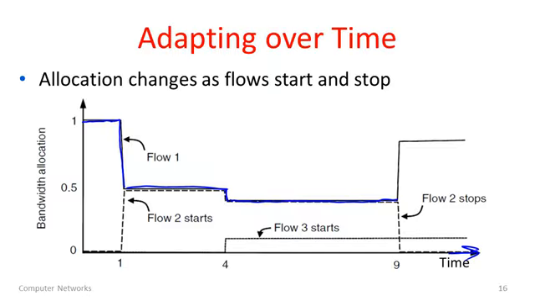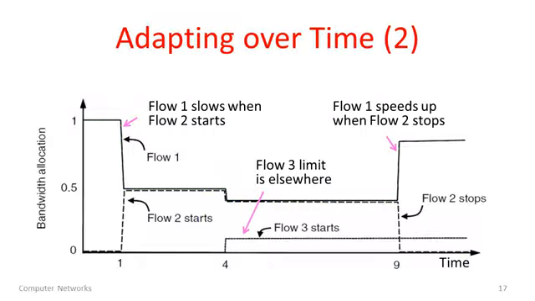What changes in this case? Flow 2 stops. In that case, flow 1 will take up the slack of flow 2 so that we have an allocation which is as efficient as we can, uses as much of the network, but is fair. For some reason, flow 3 is just limited to this amount, maybe because of a different path. And there we have it.